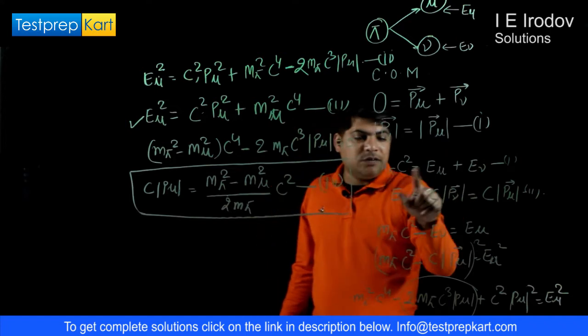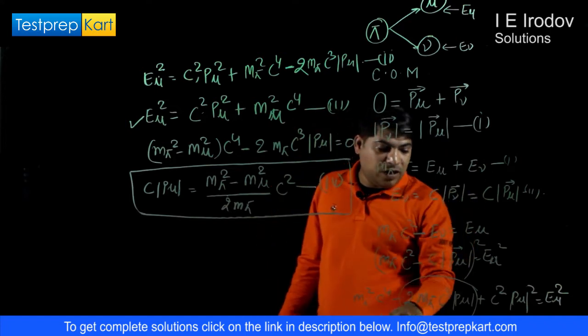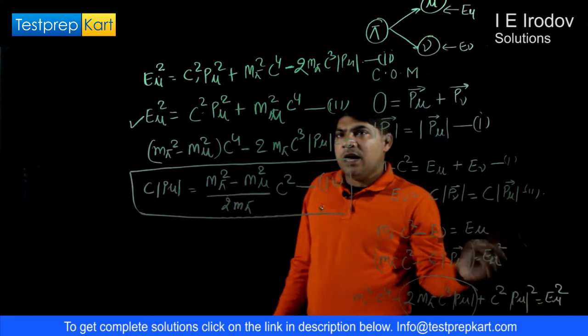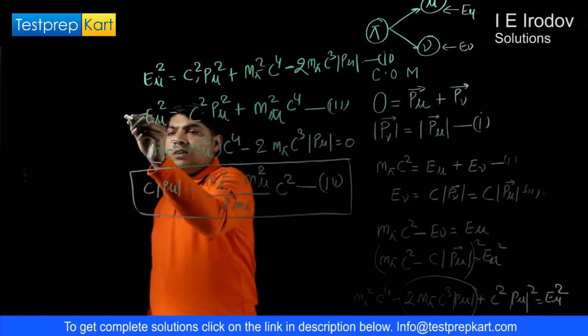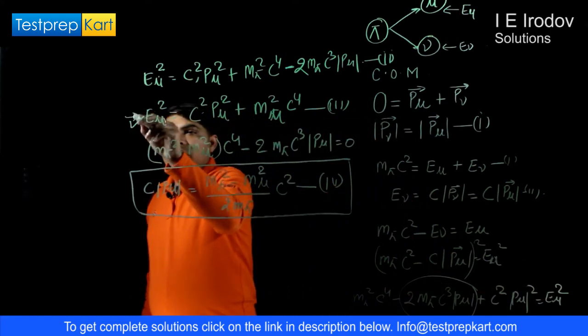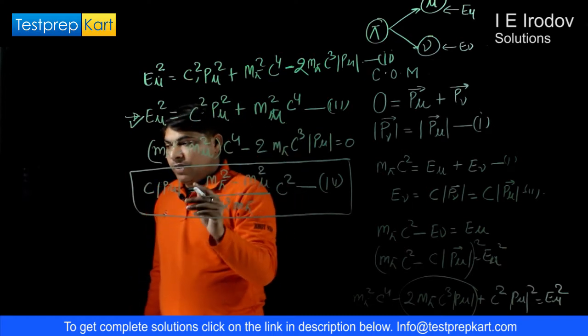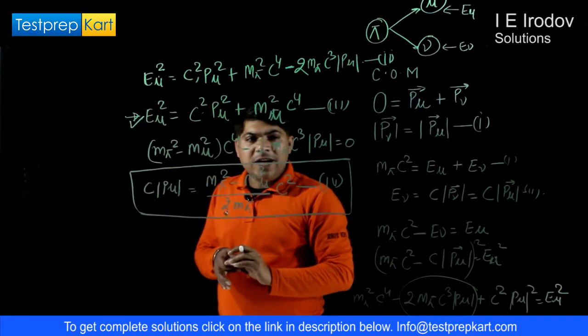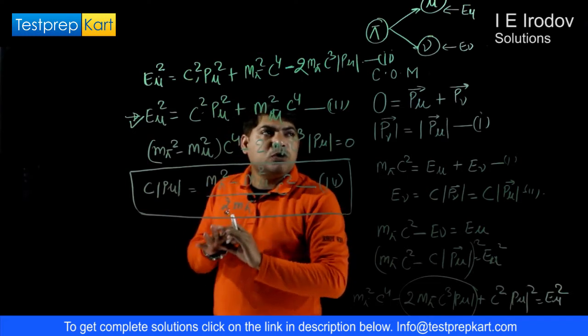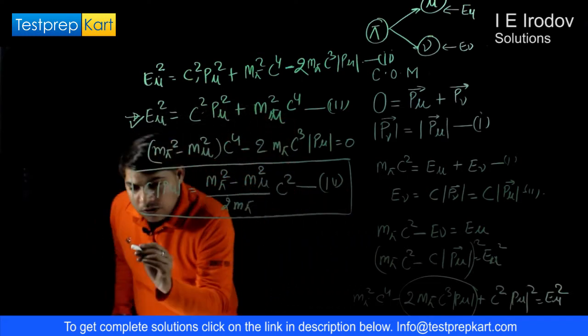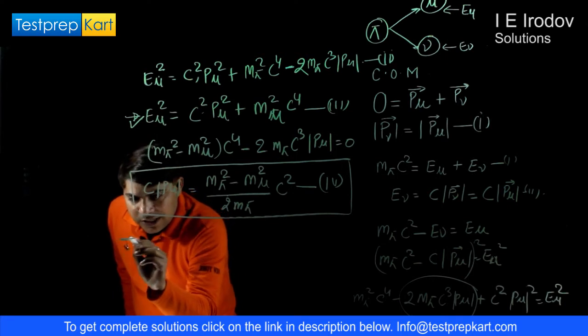Then we applied conservation of energy, and from there we have got this relation. Here we have written the equation for the energy of a muon, and from there we calculated what c times p_mu is. Now we will write the general expression for the total energy of this muon. So what is the expression for total energy?